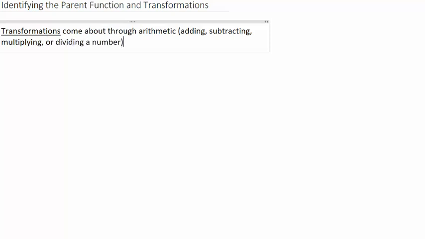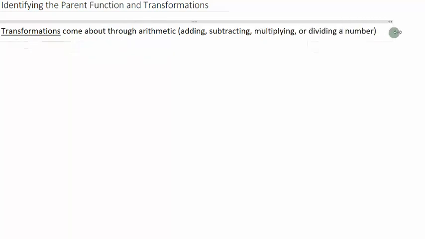So the first thing is, what are transformations? Transformations come about through arithmetic, adding, subtracting, multiplying, or dividing a number, and specifically a number. So when you apply arithmetic to a function, one of these four operations, it's well known what happens to the graph of that function.